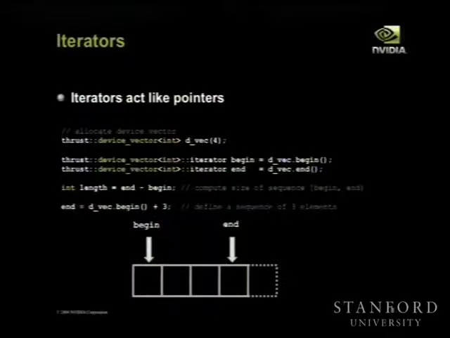Okay, so you can treat iterators like pointers. You can take the difference of 2 iterators, and that tells you how long the sequence is. You can increment them, so if we want to change the sequence that we're describing from a sequence of length 4 to a sequence of length 3, we can just use pointer arithmetic to do that. So if you're familiar with pointers or iterators, then you can do all the same things with Thrust as well.